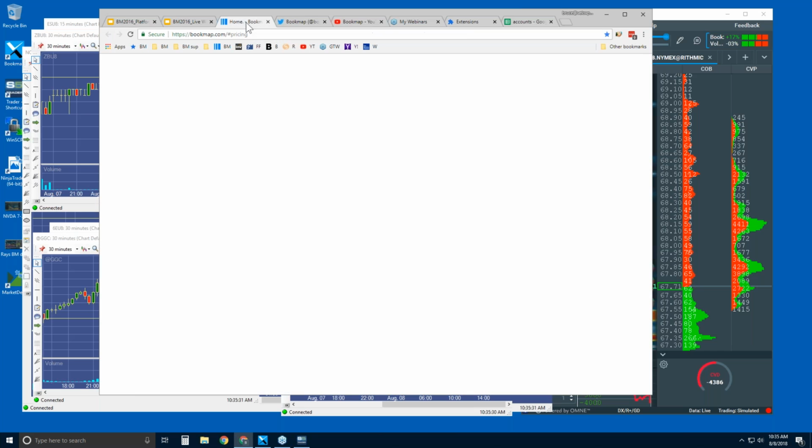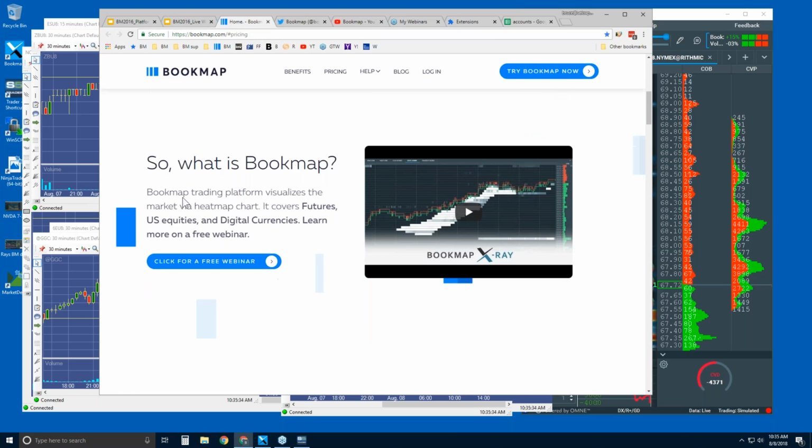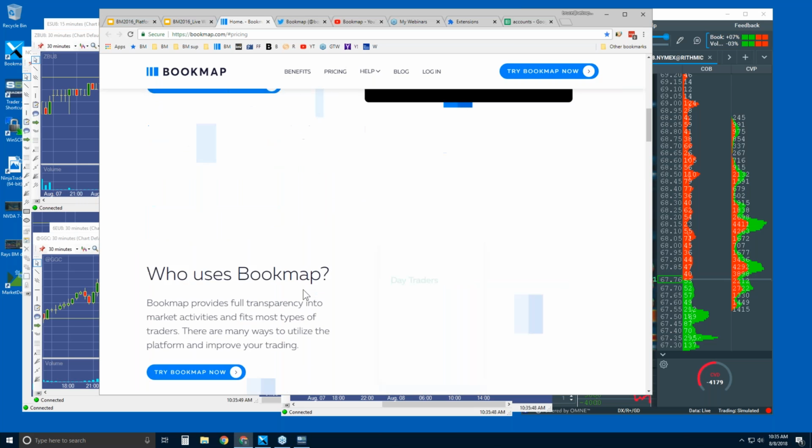So let's jump into bookmap.com and define what this is. Okay, so scroll down a little bit. Right here, Bookmap, we are a software trading platform. We have a unique way of visualizing market data. That's our strength, okay? I'll get more into that and define that as we go through here.